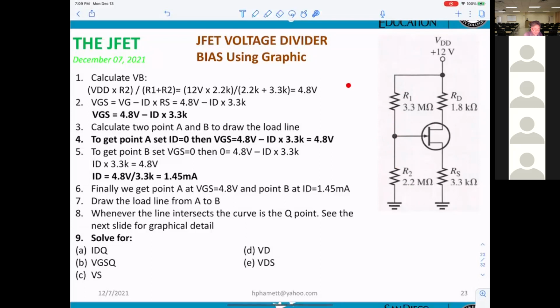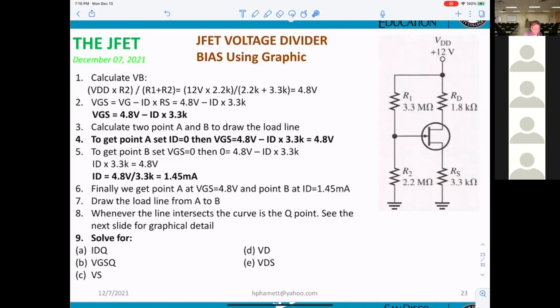After you get the VG, you can calculate the VGS. Okay? That will be equal to VG minus ID times RS. VGS, that means the voltage here, will be equal to VG minus the voltage drop across RS. That's what you can get. VGS equals, they do the calculation here.